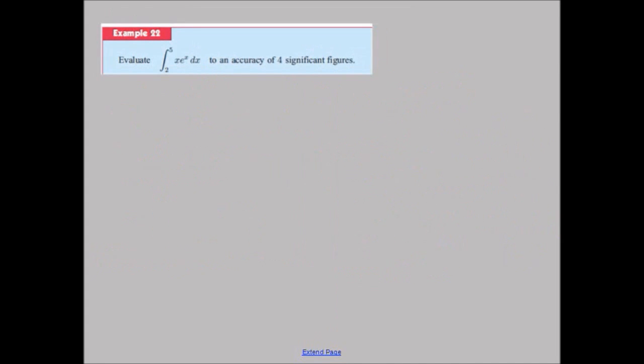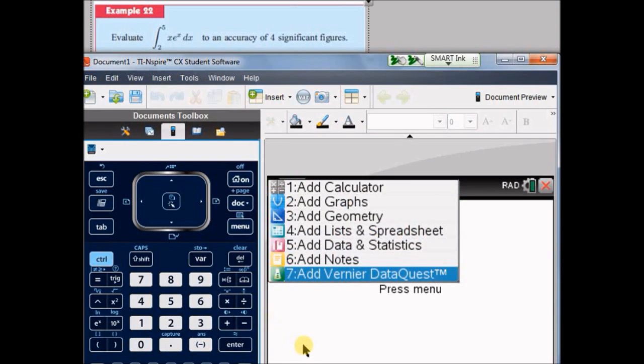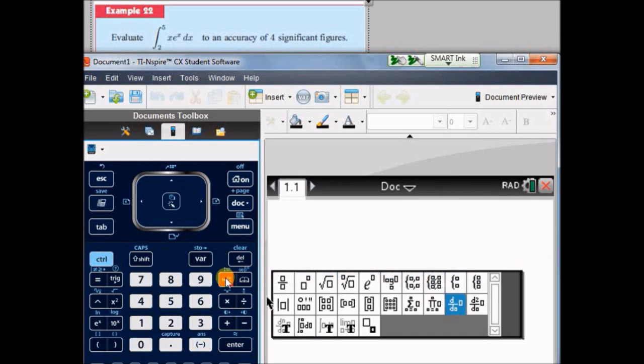Perfect. Okay, last example, looking at our calculator. We need to evaluate this, x e to the power of x dx, to an accuracy of 4 significant digits. Let's see what we can do with our calculator here. We have a little button here that will show us that we can do integrals, just like we could do derivatives. And where do we have it? Here we have it, this little button right here. It's a good button. There we go, press it.